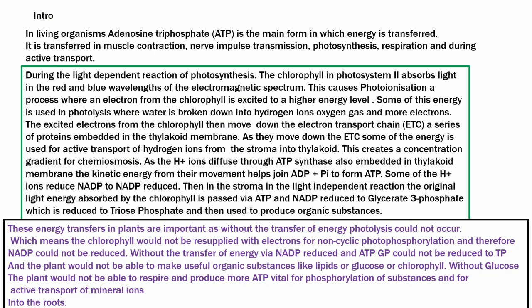So obviously I've got a little bit in purple here. This is supposed to show why the energy transfer is important. If we didn't transfer energy to photolysis, we wouldn't resupply photosystem 2 with electrons, and therefore we would end up not being able to reduce any more NADP, and without reduced NADP we couldn't turn GP to TP, etc., and form those organic compounds like lipids and things like that.